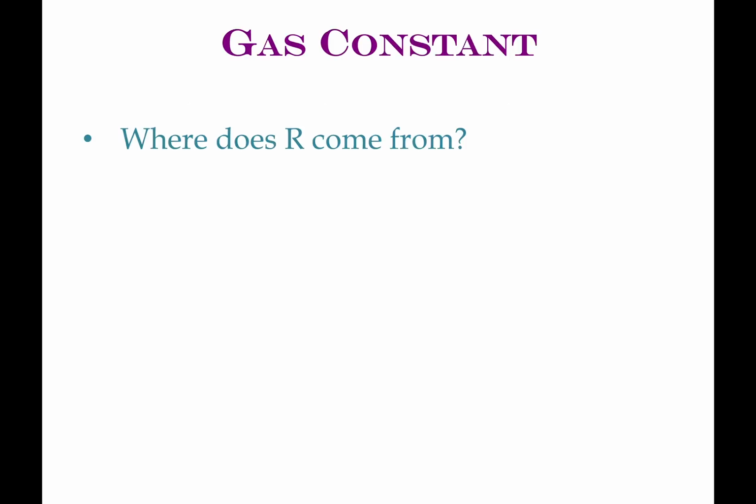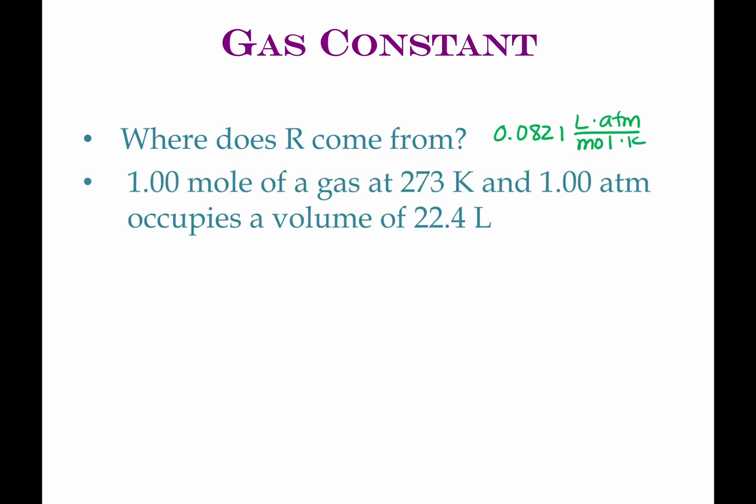The gas constant, where does R come from? So R, the one that we're going to use most frequently, is 0.0821, and the units are liters times atmospheres over mole times Kelvin. Those are big units, but where does it come from? So 1 mole of gas at 273 Kelvin, 1 atmosphere, occupies a volume of 22.4 liters. These are all STP values.